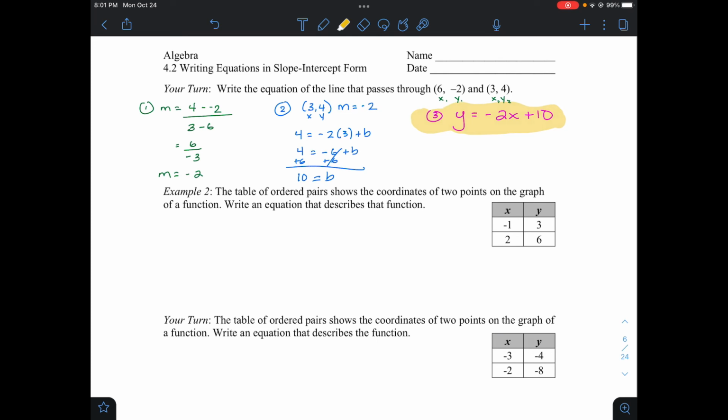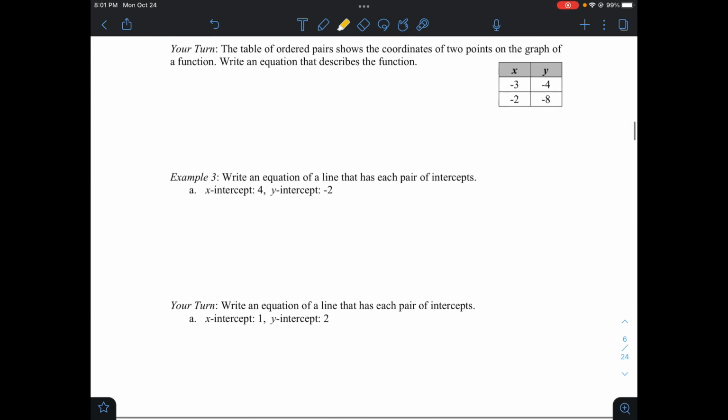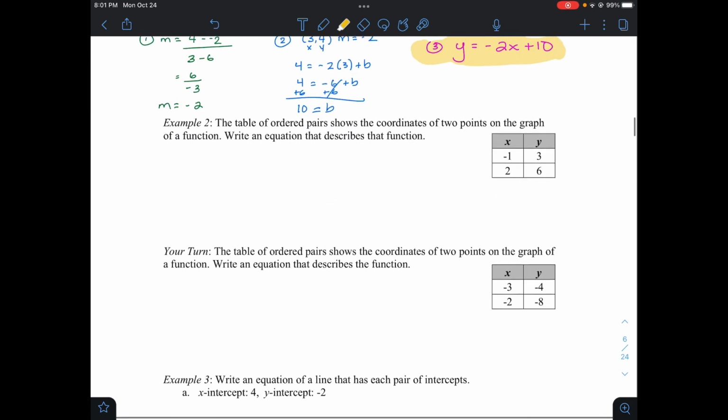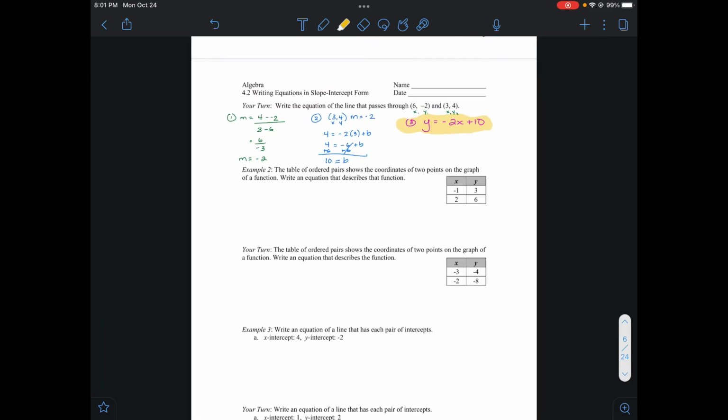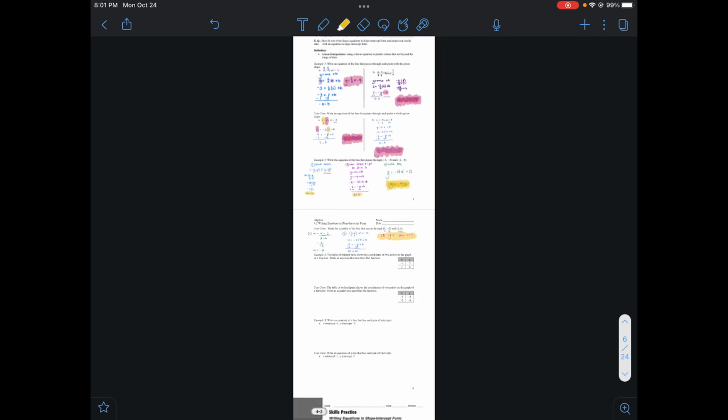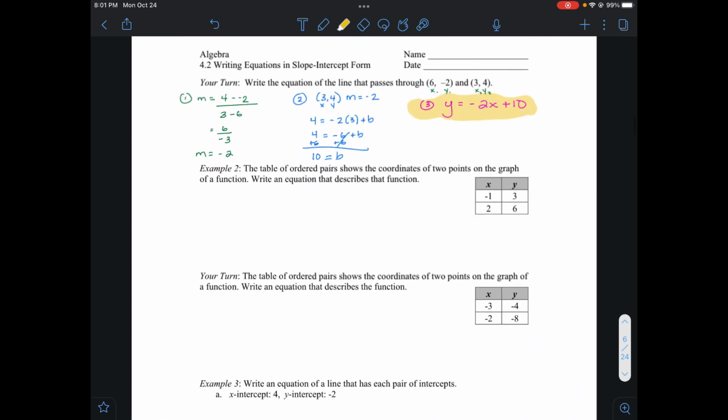All right, so hopefully you were able to get y equals negative 2x plus 10. If not, go back, look at the steps, follow the steps, see where you made a mistake. All right, we have 2 more examples, and actually, we're going to skip example 2 here. It says example 2. I think it's really example 3, but we're going to skip these 2. Well, I'll show you how to set it up. It's literally what we just did.